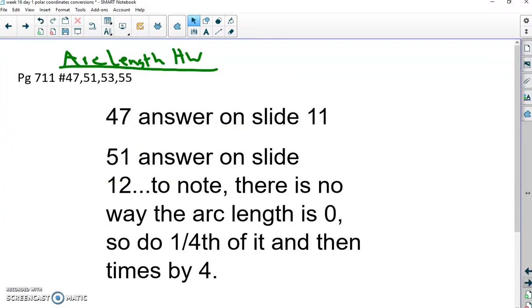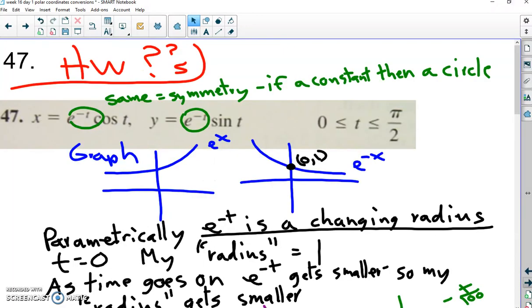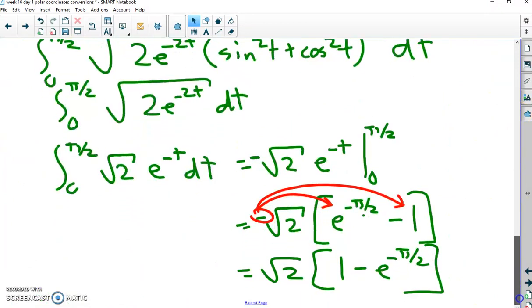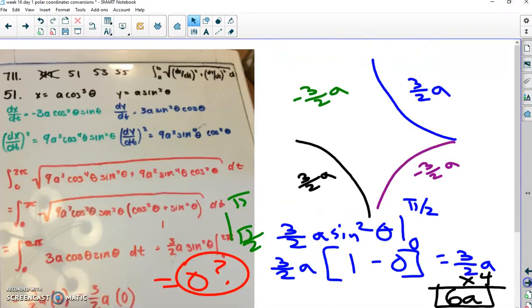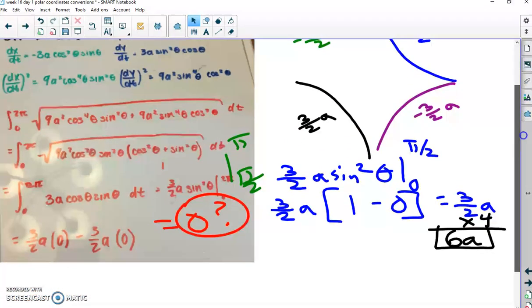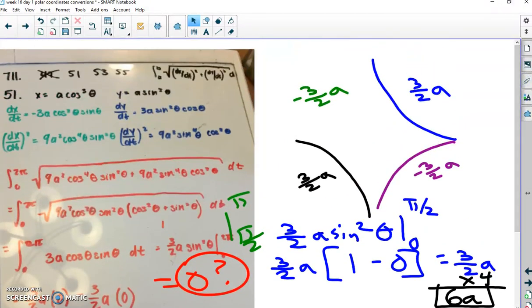Okay, and then here's the arc length homework for tonight. And I solve 47 here. And then I solve 51 here. I guess I didn't solve it, someone else solved it because their handwriting is nice. Okay, so if you have questions on stuff, half of your homework's already done for you in the world of arc length.